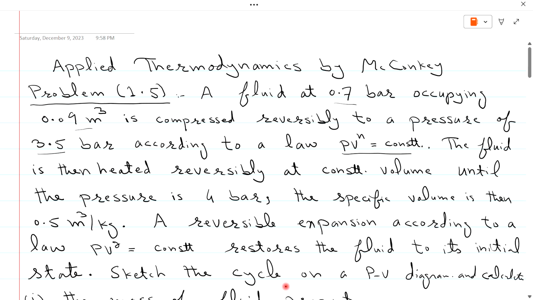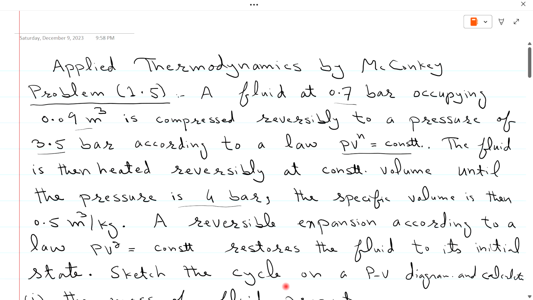The second process: the fluid is then heated reversibly at constant volume until the pressure is 4 bar. The second process is heating at constant volume, and pressure increases from 3.5 bar to 4 bar. The specific volume is then 0.5 meter cube per kg. Here the specific volume is given.